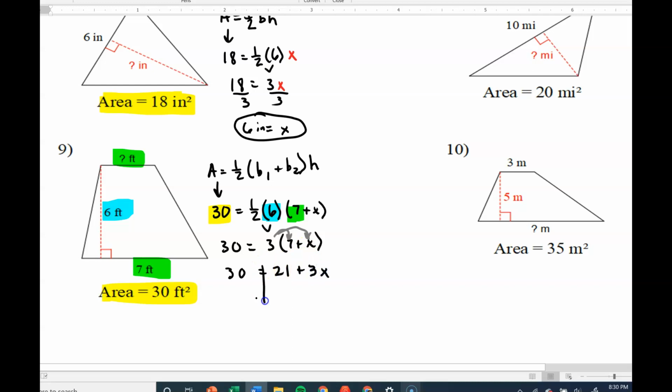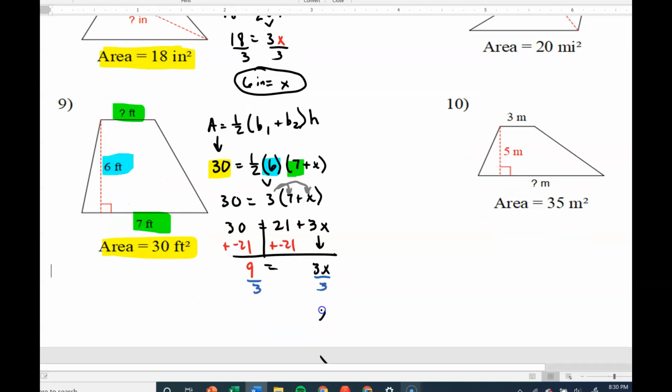And look, we got our old friend, a two-step equation. So I add negative 21 to both sides. I get 9 is equal to, drop down 3x. 9 equals 3x, then just divide by 3. So in this case, your other base, x, is equal to 3 feet. And circle it, right? And you could plug back in. You could throw in a 3 right here, and you could say, okay, what's 7 plus 3? That's 10, times 6 is 60. Take half of that because that's the formula, 1/2 base 1 plus base 2 times height, and you would get 30.